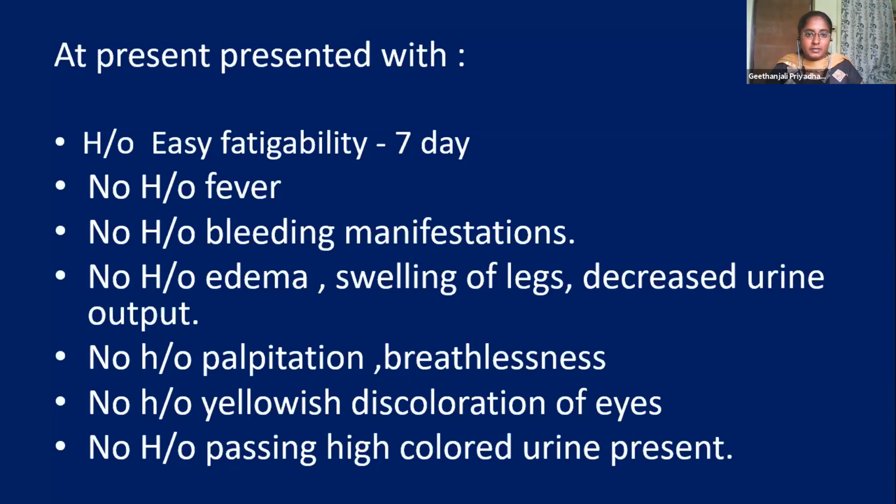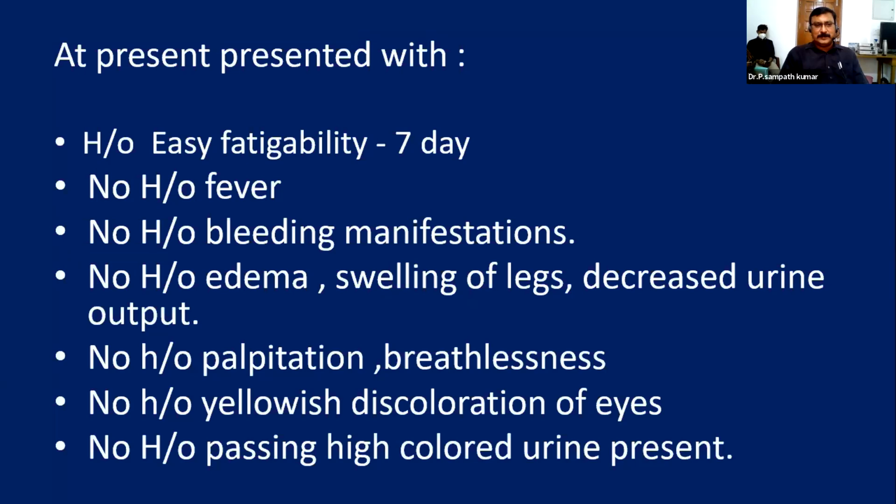At present, the child presented with history of easy fatigability for the past 7 days, no history of fever, no history of bleeding manifestations, no history of edema, swelling of legs, or decreased urine output, no history of any palpitations or breathlessness, no history of yellowish discoloration of the eyes, no history of passing high-colored urine. So what do you want to infer from this, when there's no history of edema, swelling of legs, or decreased urine output? Sir, there is no complication of congestive cardiac failure, which occurs in severe anemia.